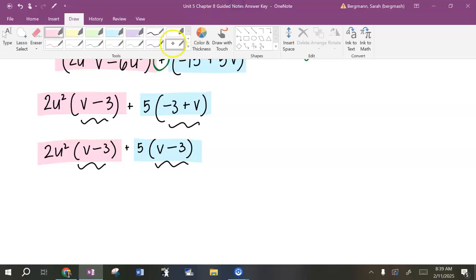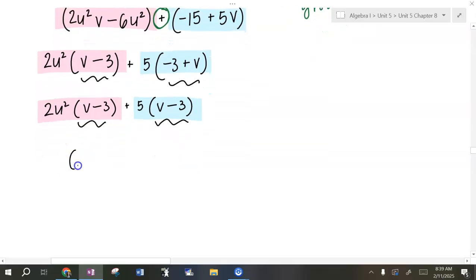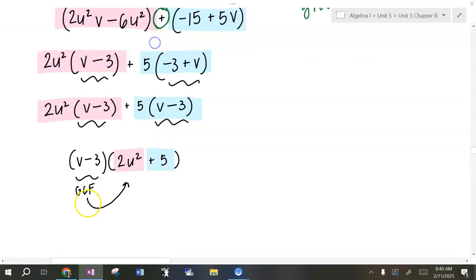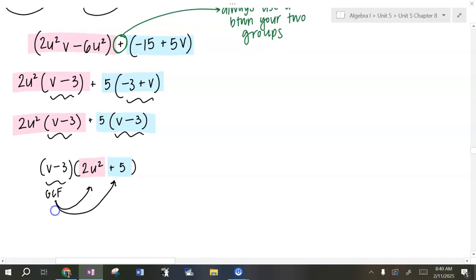Once you find that the two groups have a greatest common factor, you pull it out. So now we take out the v minus 3 from both groups. When you take out v minus 3 from the first group, you're left with the factor 2u squared. When you take the factor v minus 3 out of the second group, you're left with a positive 5. So to repeat, the GCF comes out, and it's multiplied by 2u squared in the first group, positive 5 in the second group. Again, to check your work, you re-multiply them together.